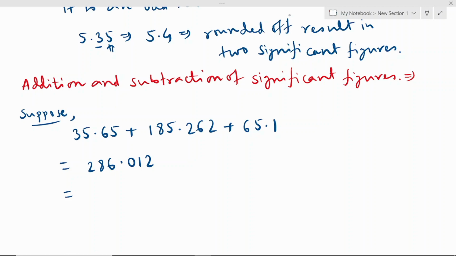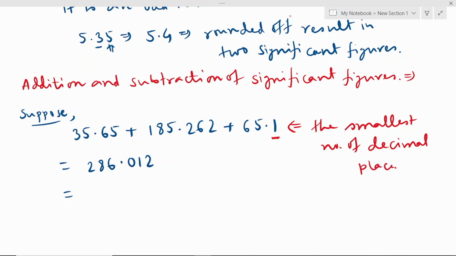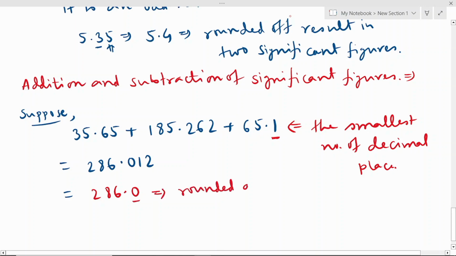The rule of thumb says the smallest number of decimal places is retained in the rounded off result. So here the smallest number of decimal places is 1. Here it is 3, here it is 2. This is the smallest number of decimal places. So the rounded off result would be 286.0, because we have to retain in the result the same smallest number of decimal places, that is 1. So it is the rounded off result.